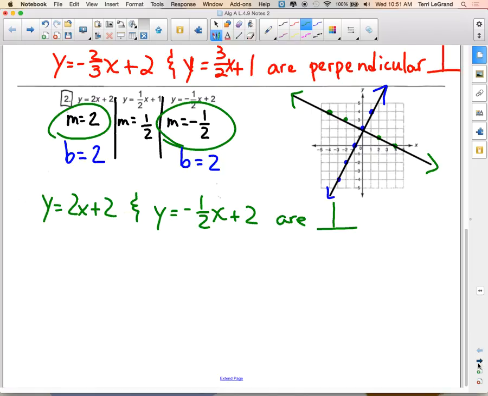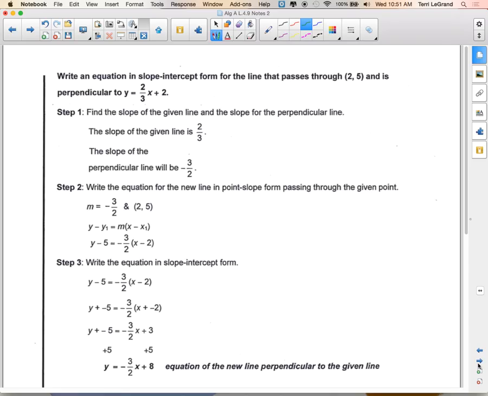Okay, let's go to the back side where the other learning goal will be addressed. I can find the equation of a line. So we have this, remember, finding the equation of a new line. This time our new line is going to be perpendicular to the given line, and it has to go through a certain point.